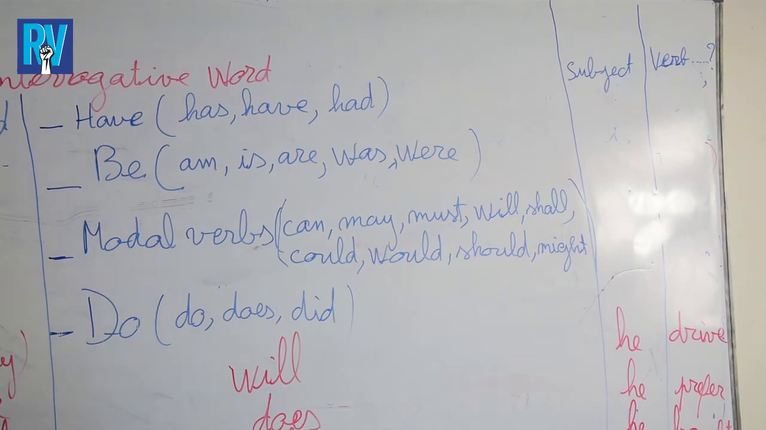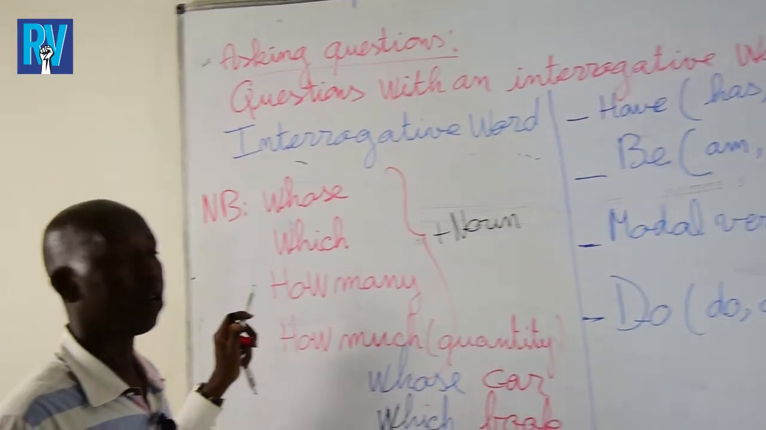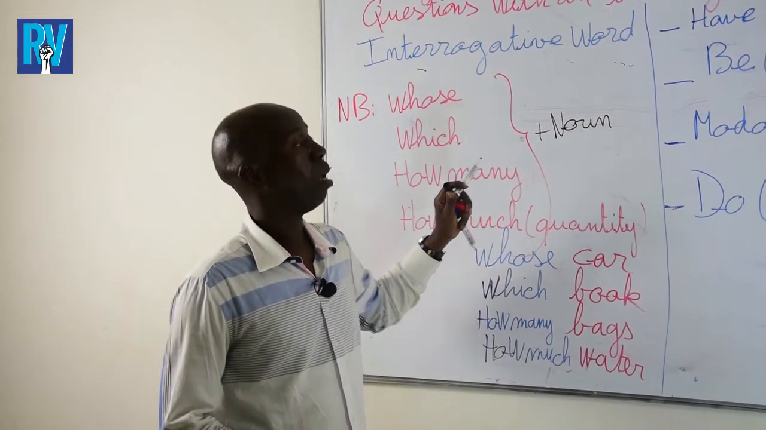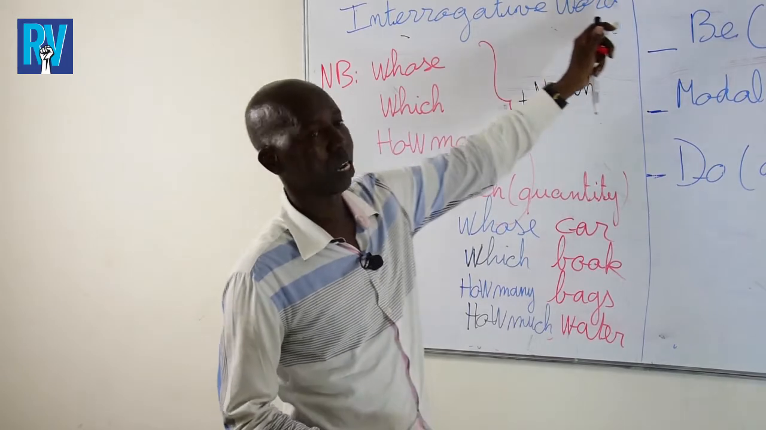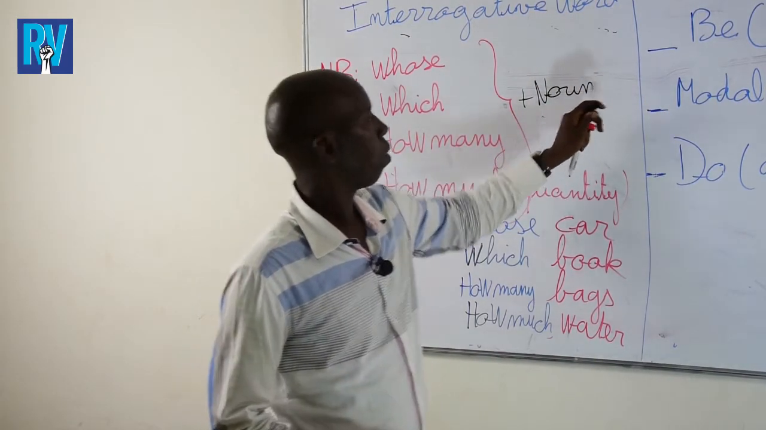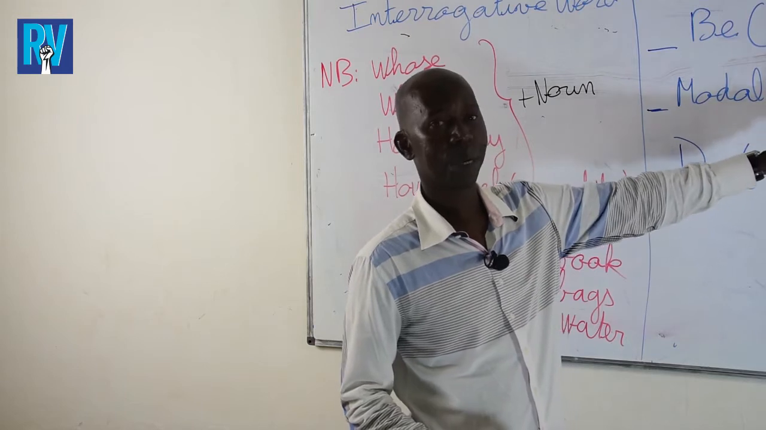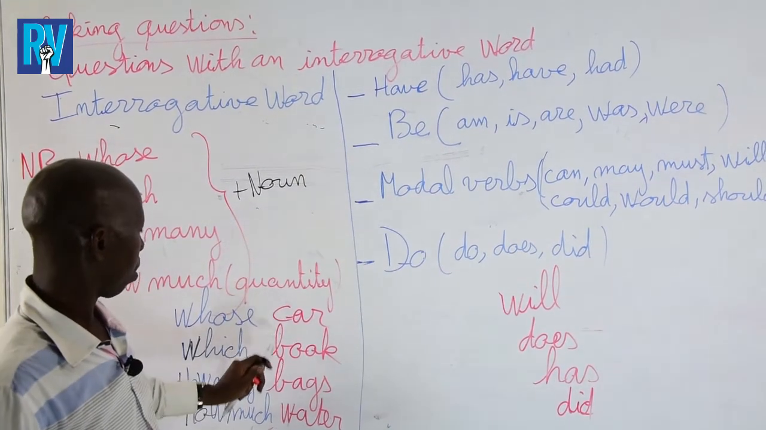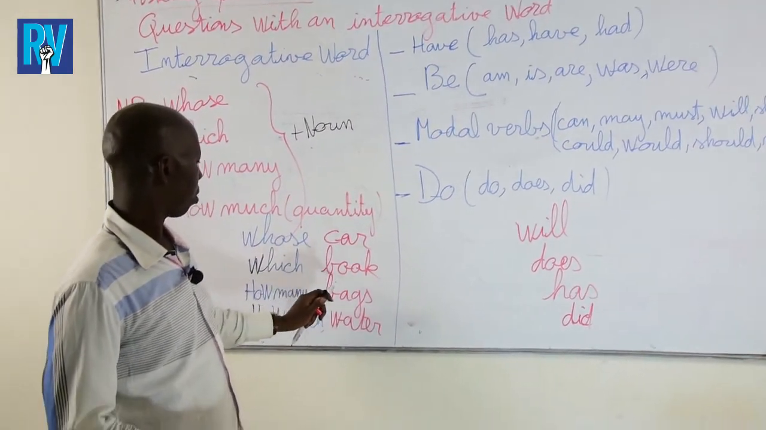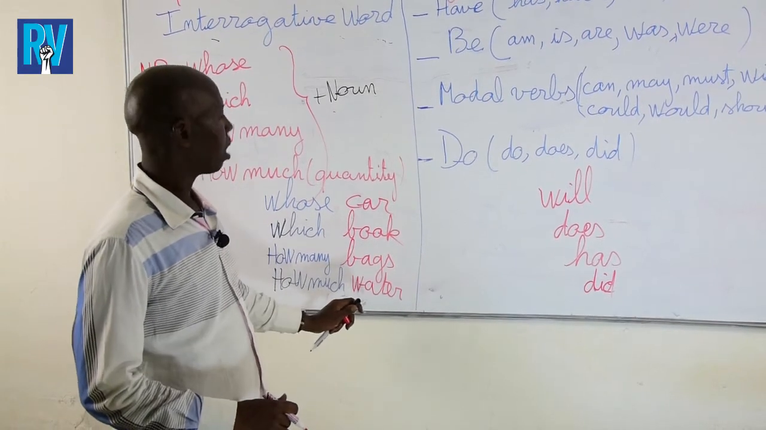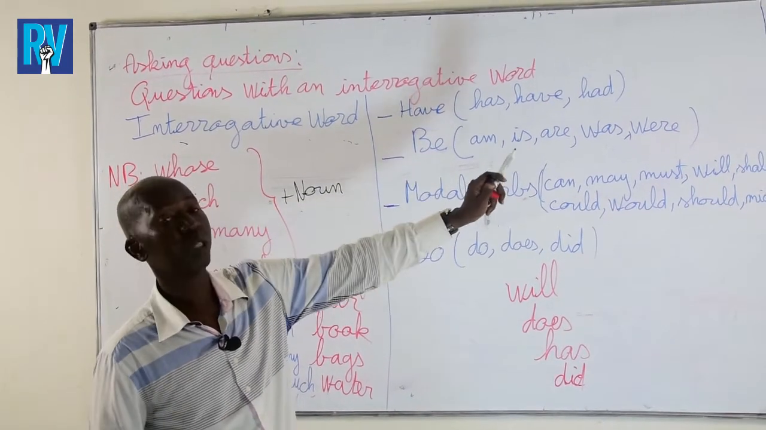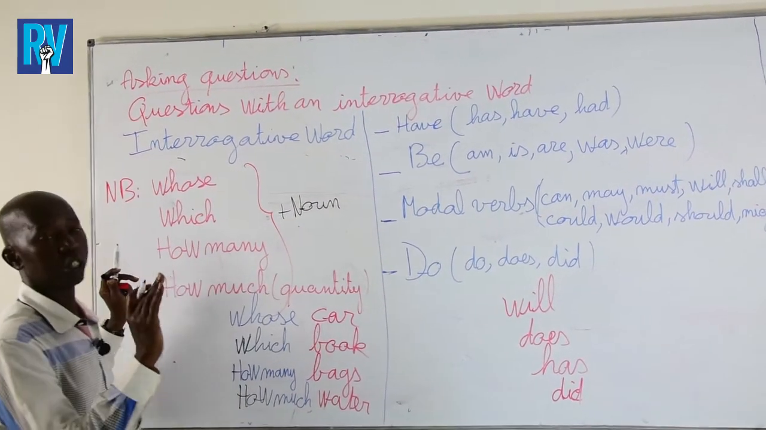And finally, we have these 4 interrogative words which are always followed by a noun. Nous avons ces 4 mots interrogatifs qui sont toujours suivis de nom. Mais la seule différence avec la première règle qu'on a donnée, c'est le nom. Mais après le nom, ils acceptent le reste de la règle. Hein? Après avoir mis le nom, vous avez dit whose car, which book, how many bags, how much water. Maintenant, c'est have, ou bien be, ou bien le modal, ou bien le do grammatical, sujet verbe. Donc voilà le schéma, comment on pose une bonne question.